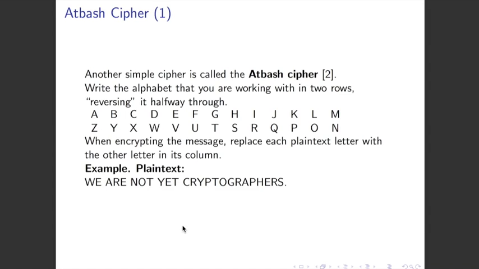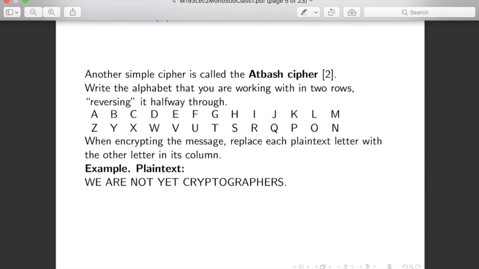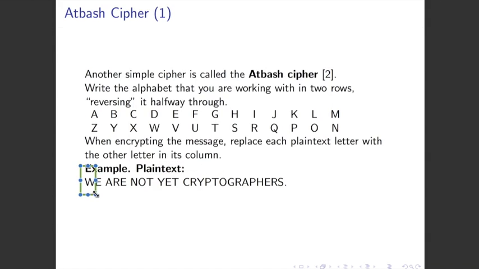So when you go to encrypt the message, you replace each plain text letter with the other letter in its column. As an example, suppose we wanted to look at the plain text, "We are not yet cryptography," which is not an insult. There we go. Encrypt the letter W.